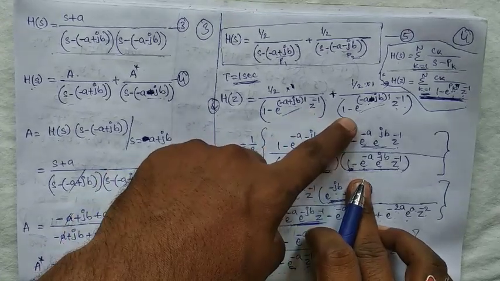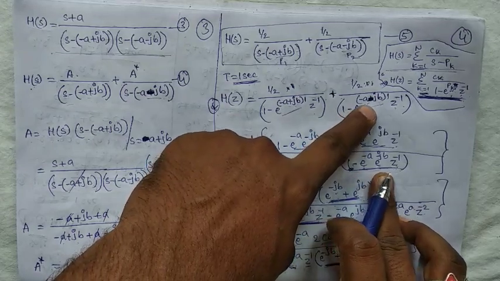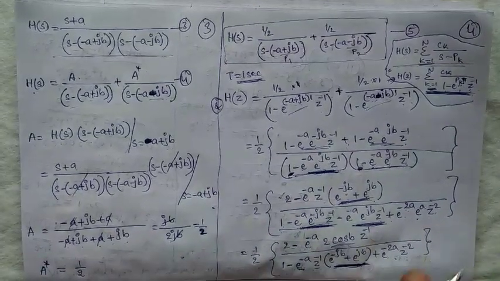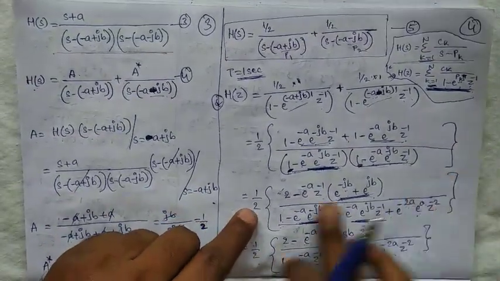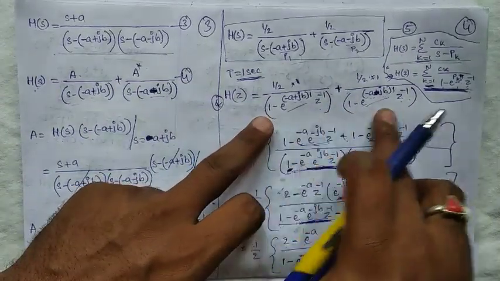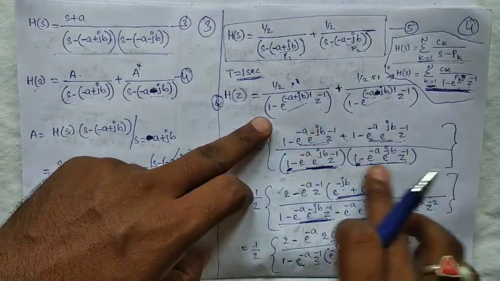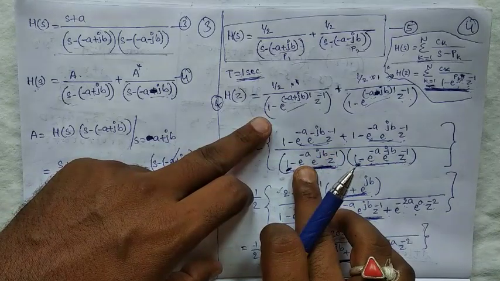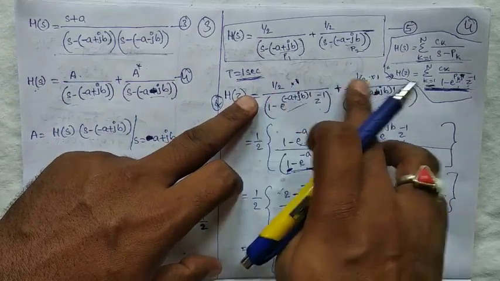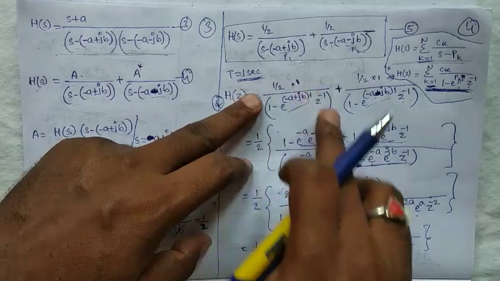Here this can also, I am writing in a similar fashion, 1 minus e power minus a into e power minus jb z power minus 1. Here this is where the LCM is. This term is divided with this term, and this term gets cancelled. Okay, the remaining term is this one, which is multiplied with 1. In the numerator I am taking 1 by 2 common. Here this term is multiplied with this 1.